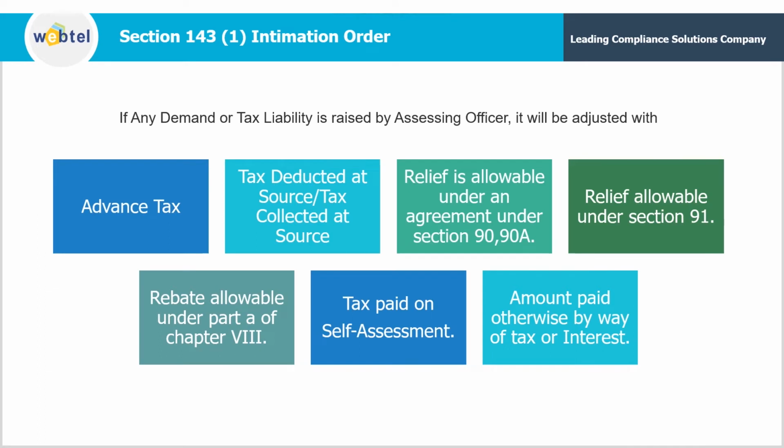So, if any demand or tax liability is raised by the assessing officer, it can be adjusted with your advance tax, your TDS or TCS. If any relief is allowable under section 90, 90A, 91, or if any rebate is allowable under Part A of Chapter 8, if you have paid any self-assessment tax, and the amount paid otherwise by way of tax or interest can be adjusted with your demand or your tax liability.